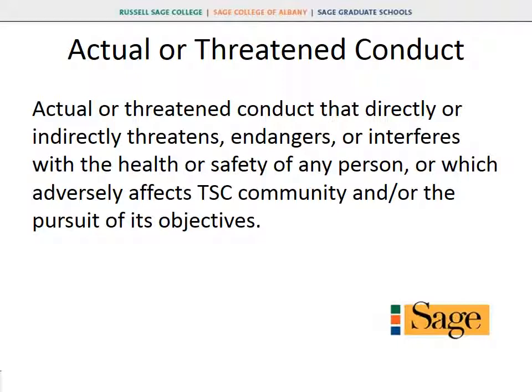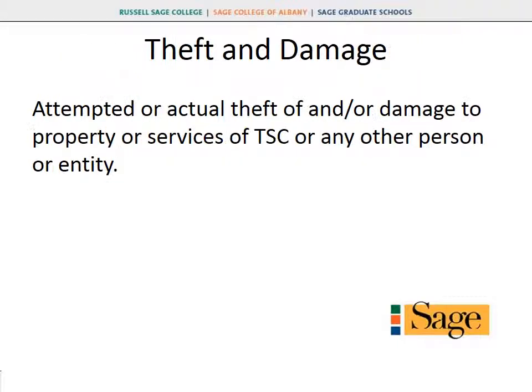Actual or threatened conduct. Actual or threatened conduct that directly or indirectly threatens, endangers, or interferes with the health or safety of another person, or which adversely affects the Sage College's community and or the pursuit of its objectives. Theft and damage. Attempted or actual theft of and or damage to property or services of the Sage Colleges or any other person or entity.